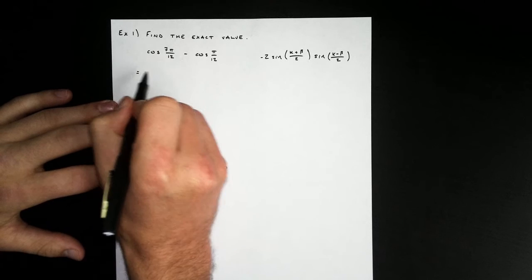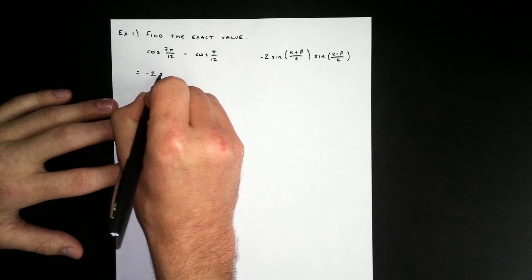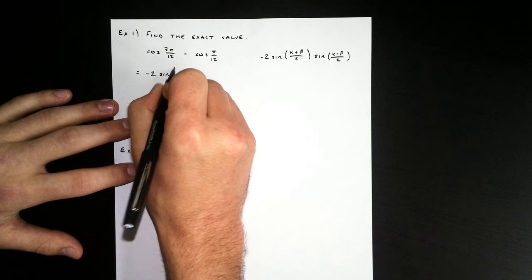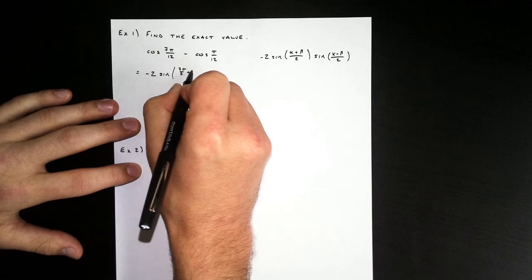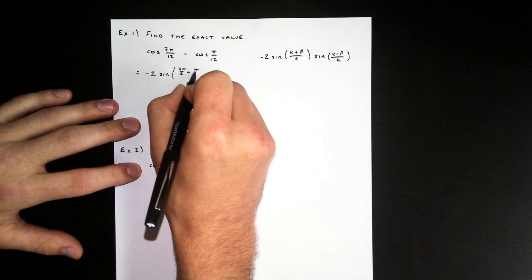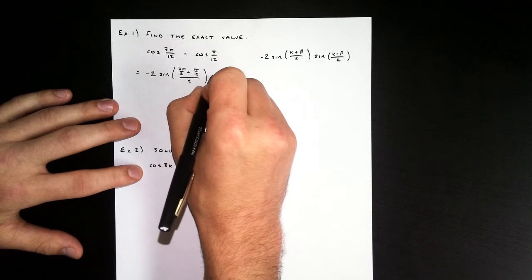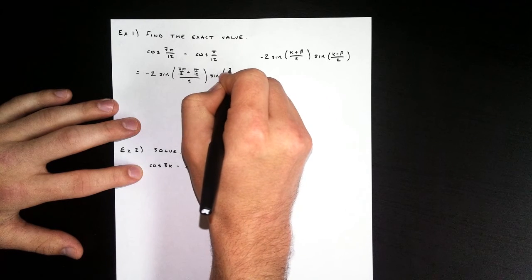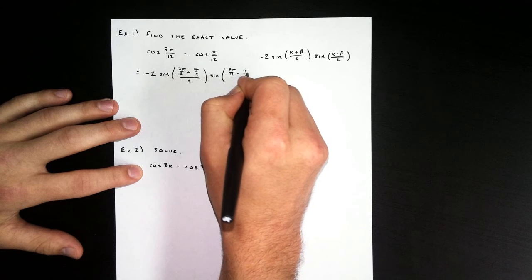So using our identity, this is equal to -2, and then the sine, and then we add the two angles together. So 7 pi over 12 plus pi over 12, and that's all over 2. And then times the sine of our two angles subtracted. 7 pi over 12 minus pi over 12.